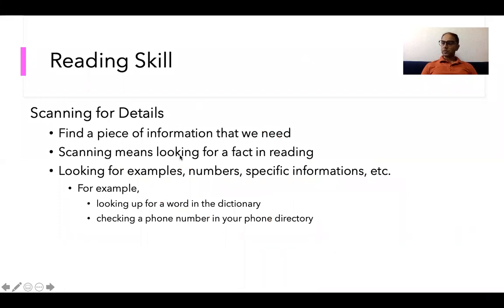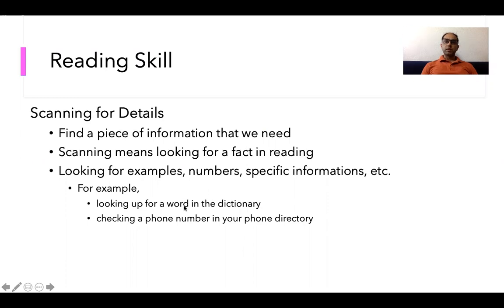The next activity is this reading skill. In this lesson, like in the last lesson, we focus on one type of reading skill. The last one was identifying main ideas and supporting ideas, right? So in this lesson, we'll be talking about scanning for details. So scanner, you know, right? Scanner takes all details. Scanning is a reading skill where you find a piece of information that you need. For example, you need a date, you look for that date. Scanning means looking for a fact in reading, looking for examples, numbers, or specific information.